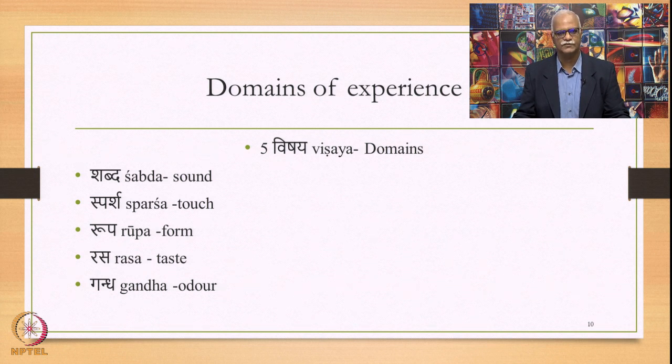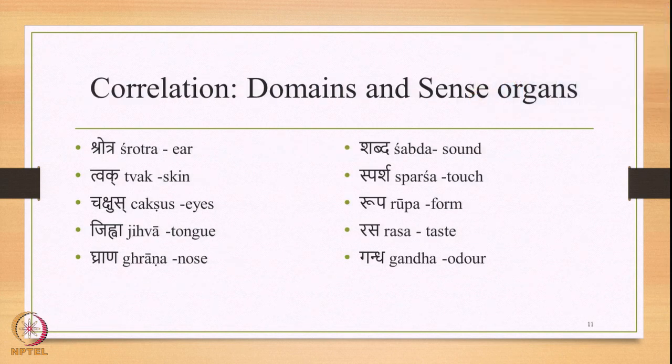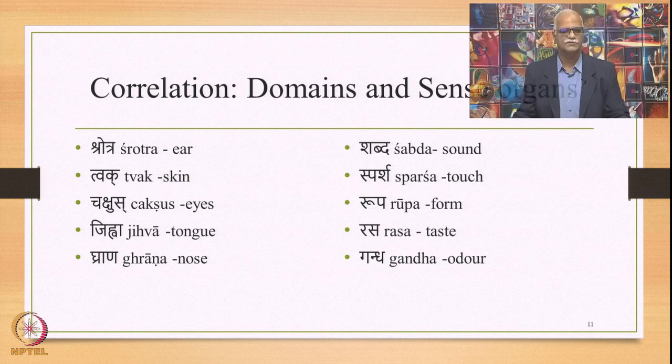So here are the five vishayas. They are shabda, sound; sparsha, touch; rupa, form; rasa, taste; and gandha, odor. The correlation between the domains and the sense organs is what is displayed now. So shrotra functions in the domain of shabda, namely the sound. Skin, tvak, functions in the domain of sparsha, that is touch. Chakshus functions in the domain of rupa, that is form. Jivha functions in the domain of rasa, that is taste. Ghrana, that is nose, functions in the domain of gandha, that is odor.